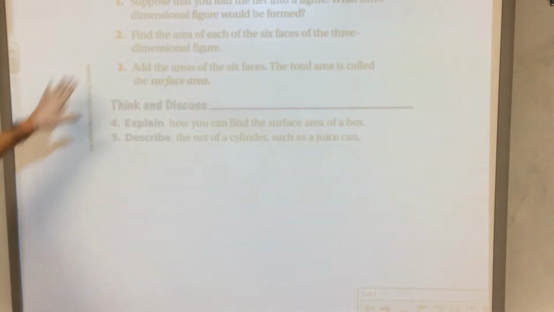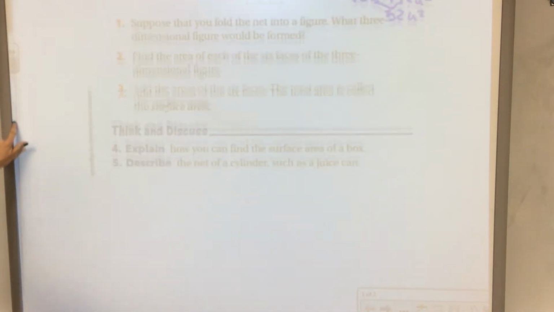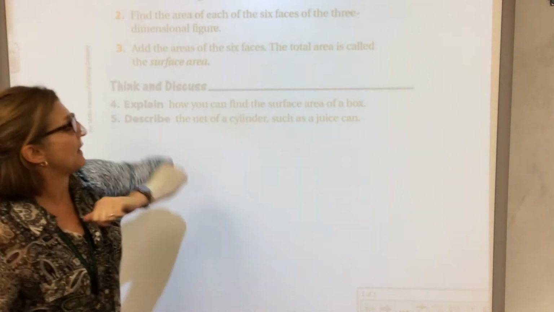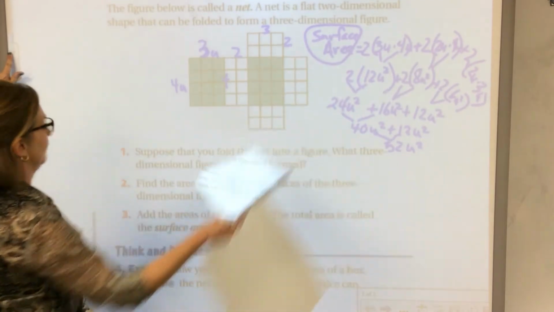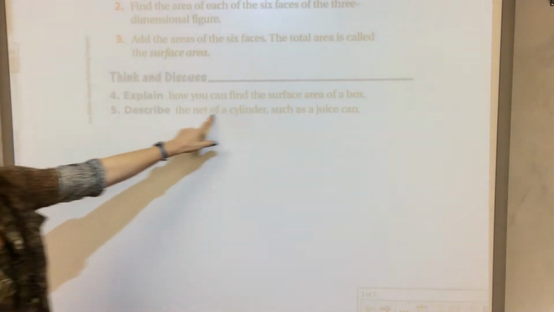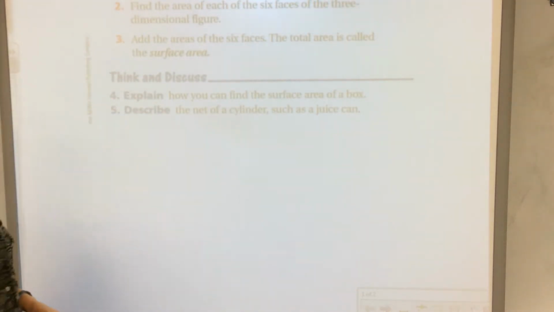Okay, so that's what all of this is basically saying. And we got the notes right there. You can pause it if you need to. Then it says, explain how you can find the surface area of a box. Well, basically, I just showed you right there. Okay, then it says, describe the net of a cylinder such as a juice can.